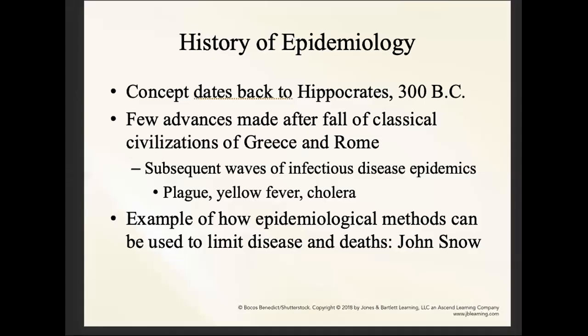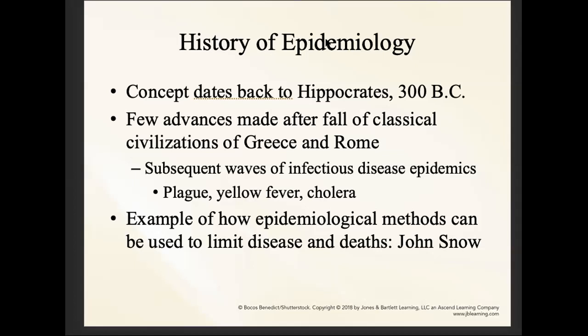Okay, so we're going to talk about the history of epidemiology. The concept of epidemiology dates back to Hippocrates around 300 BCE. He suggested a relationship between the occurrence of disease and the physical environment. An example would be a disease fitting the description of malaria found to occur in the vicinity of marshes and swamps. And Hippocrates noticed that there was some sort of causation causing this disease because of the environment.